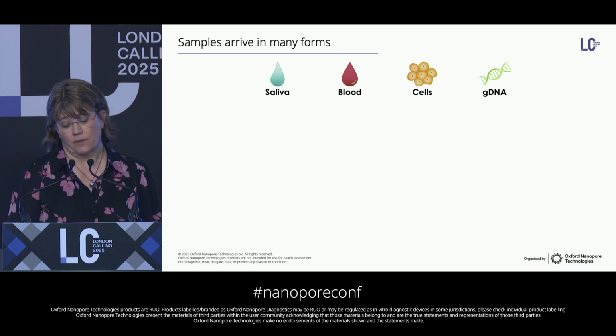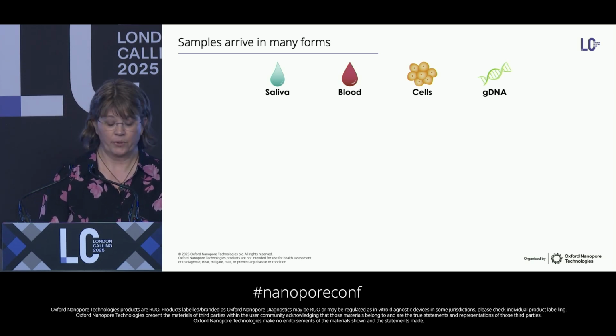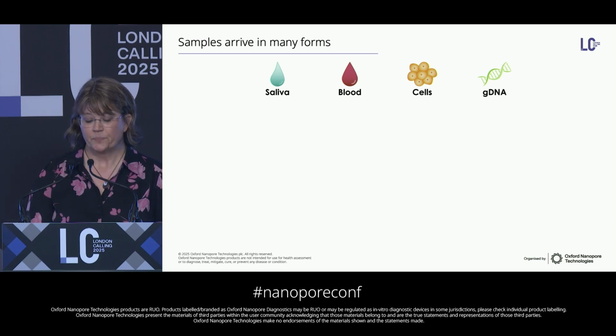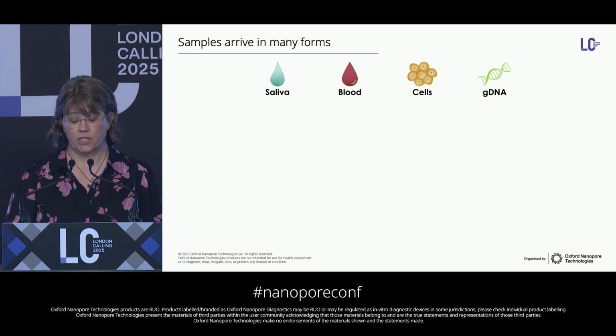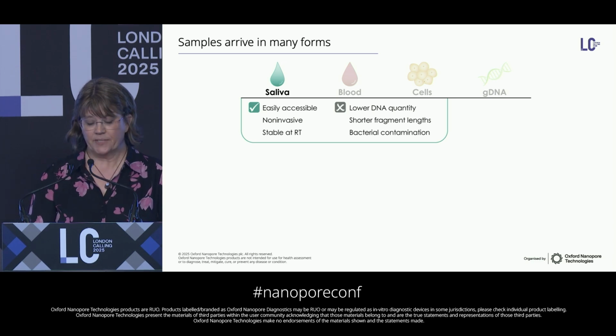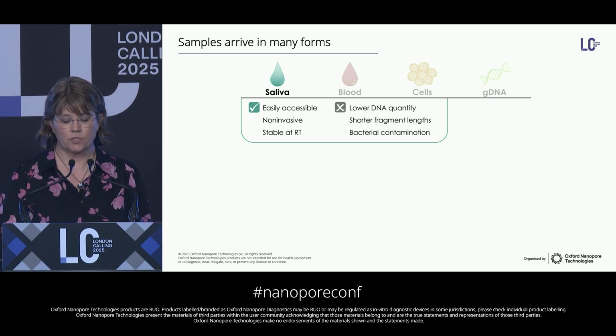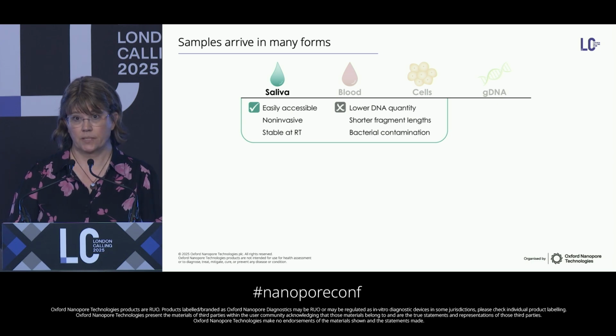Samples can arrive at our lab in several different forms: saliva, blood, cells, or previously extracted DNA. Each type comes with its own set of challenges. Saliva is the easiest and most accessible option. However, it typically yields shorter fragments, which can limit sequencing performance.